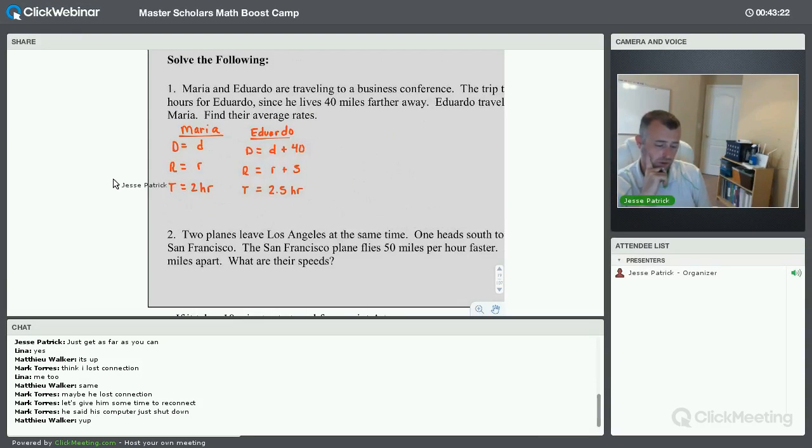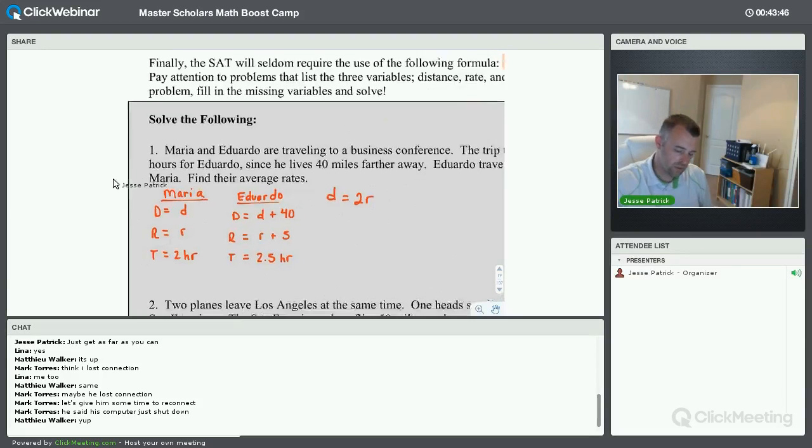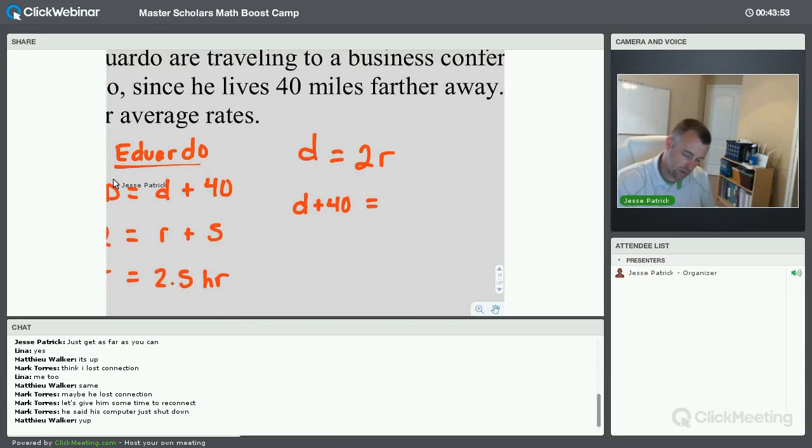Now what they want is their average rates, so we want to figure out what R is. Here's what I got. I have D equals 2R. That's Maria. Distance equals rate times time. Maybe I'll even call it lowercase because that's how I've written. So I have d equals rate times time. For Eduardo, it's a little different. This is D plus 40 equals rate times time.